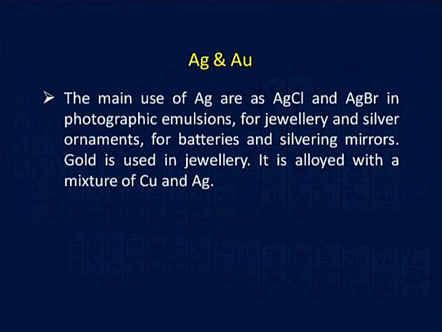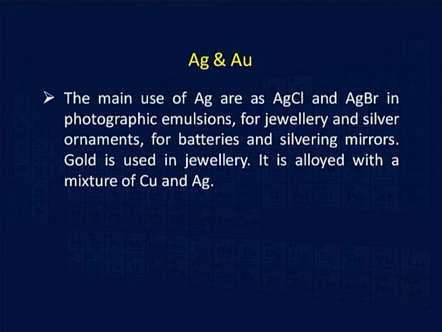The next group we have is the coinage metals, in which the two metal ions are silver and gold, belonging to the copper group, that is copper, silver and gold. The main use of silver is in the form of its halides, that is AgCl and AgBr. They are useful in photographic emulsion. Silver is also important in the field of jewelry and ornaments, also batteries and silvering of mirrors.